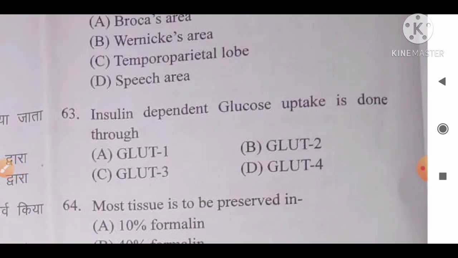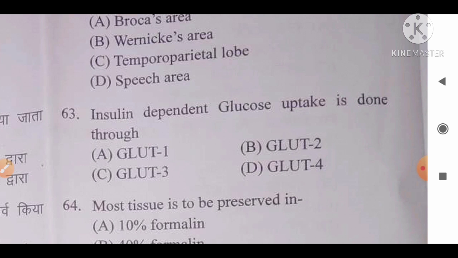Insulin dependent glucose uptake is done through option A, glucose transporter 1, B, glucose transporter 2, C, glucose transporter 3, D, glucose transporter 4. Fact available regarding all this transporter is glucose transporter 1 is associated with the bidirectional transport of glucose. Glucose transporter 2 regulates the entry and exit of glucose to and from the cell, whereas glucose transporter 3 is generally present in the brain.